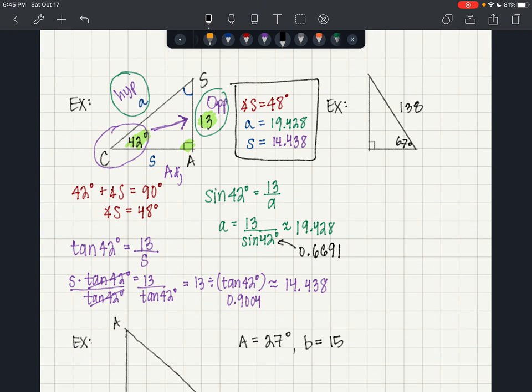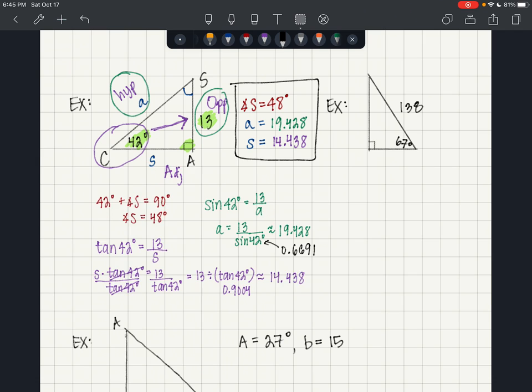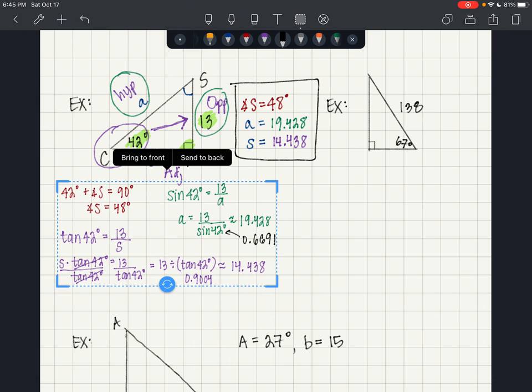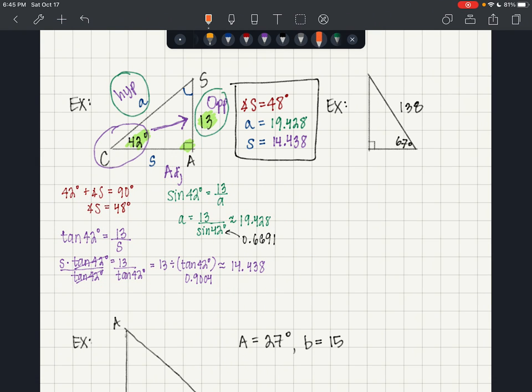Now here's another example, and I'm going to do this example just a little bit differently. Let me give myself a little bit of room here. I'm going to highlight first the given information, and then I'm going to highlight the information that I need. And I'm going to label this triangle A, B, C.